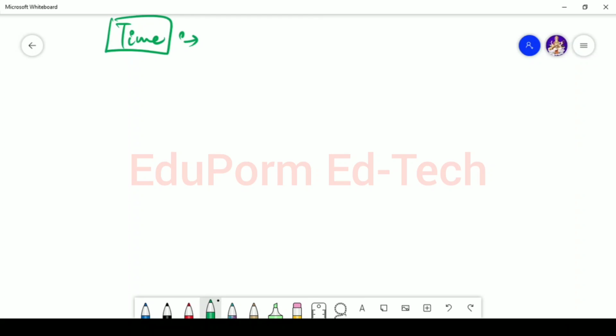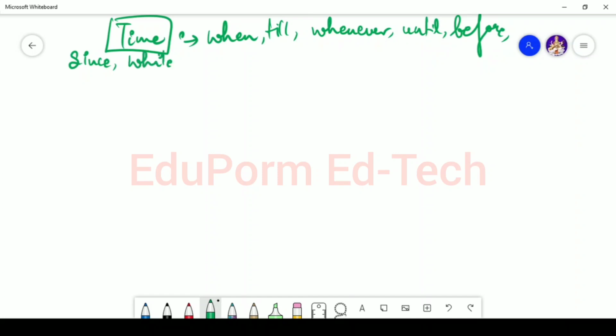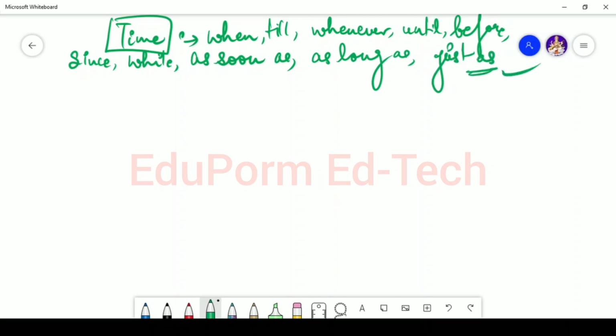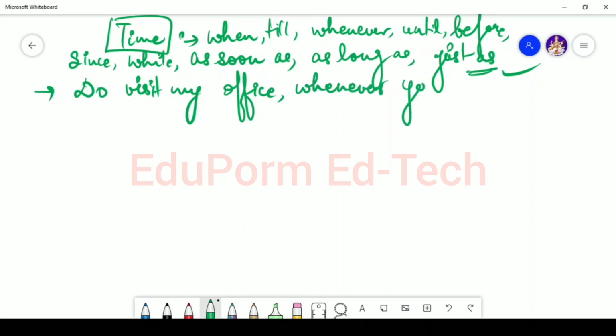The subordinate conjunctions can be used in the form of time. In case of time, what are the conjunctions which are used? That is when, till, whenever, until, before, since, while, as soon as, as long as, or just as. Now these are those conjunctions which are used in the form of time. Let's say, for example, if I have to say: do visit my office whenever you are free.